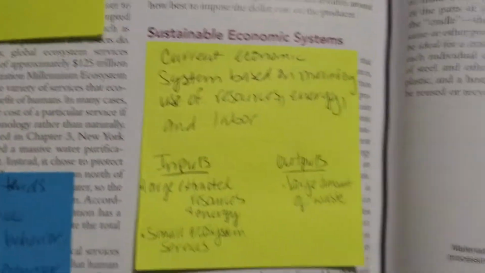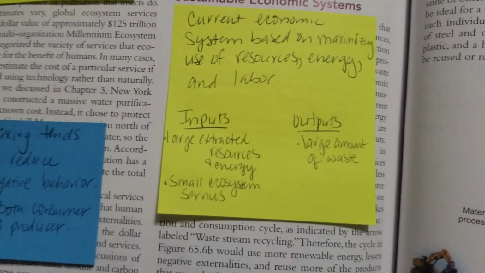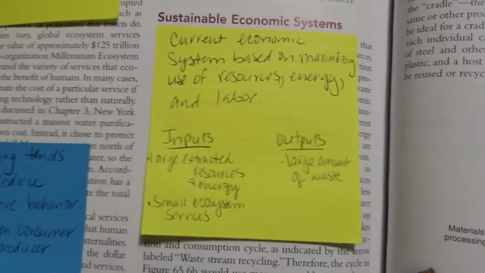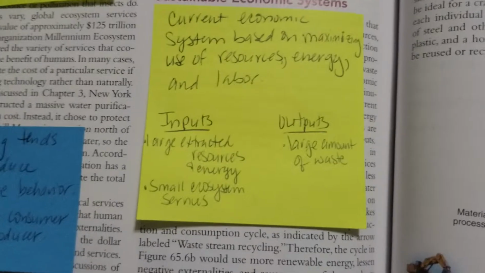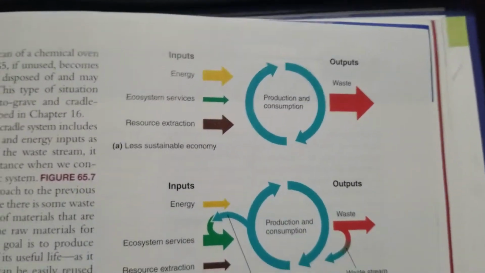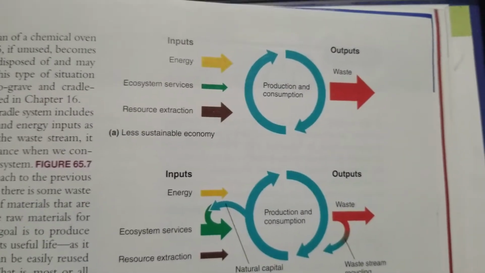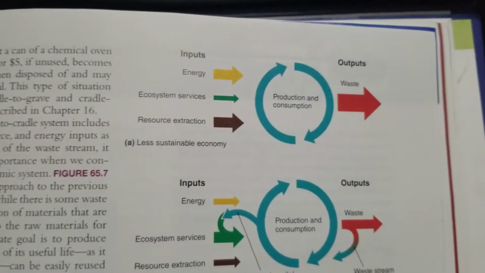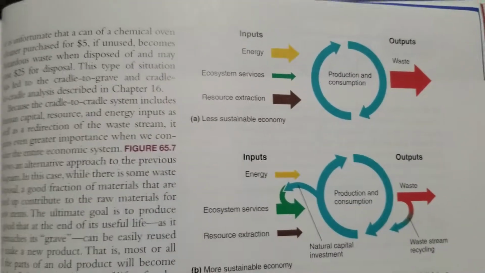And then if we look at the current system, the inputs, we have a large amount of resources being used. We have small ecosystem services being valued. That's kind of the inputs. And then the outputs are a large amount of waste. So it's kind of shown up here in this figure. So there's the less sustainable economy, which is what we just talked about, the current one. So we've got lots of energy going in, lots of resource extraction, lots of waste, very little recycling, more like cradle to grave, that we talked about a couple chapters ago.